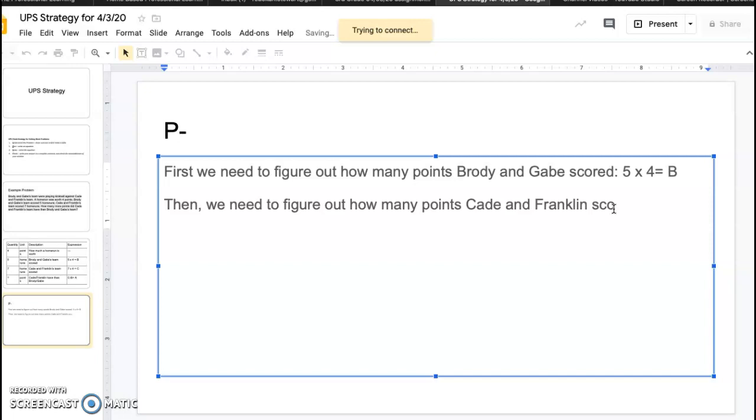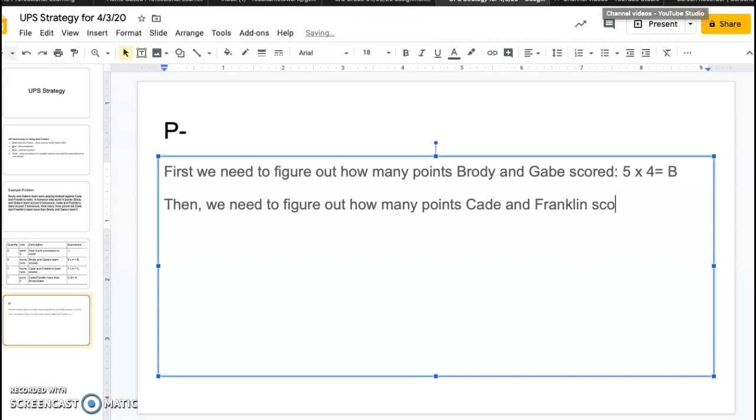Why are you doing that? The internet's trying to connect. Well, I mean, what'd you do? Huh? No, the internet's trying to connect.